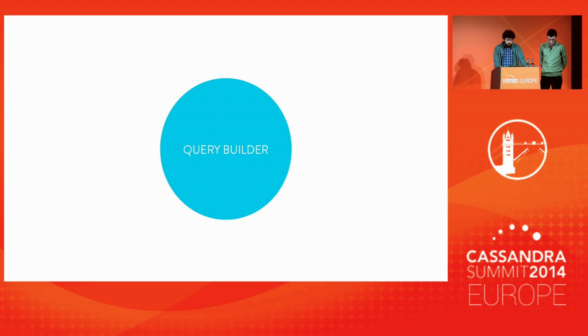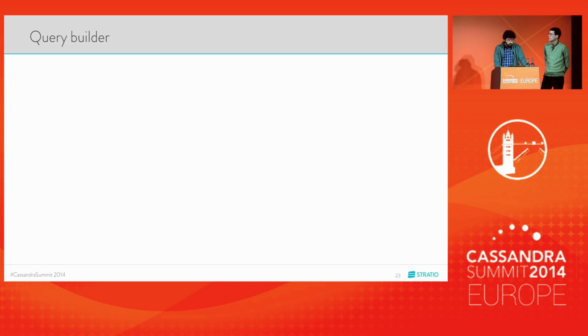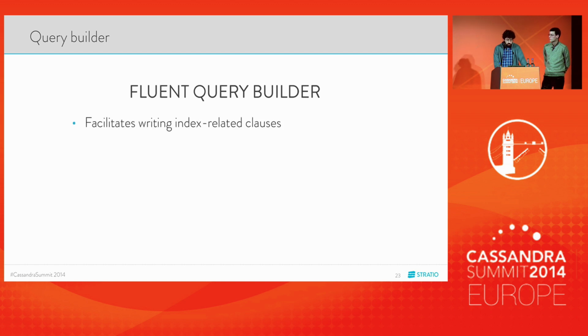As writing this type of syntax is quite error-prone, we have introduced a new query builder for this task. Query Builder provides a fluent API that allows you to easily build index-related queries. It has been designed to be compatible with the existing Java Query Builder of Cassandra, so it can be easily integrated in your existing programs.